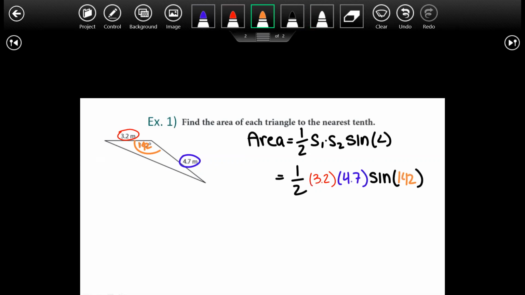You could pretty much plug this into your calculator directly if you wanted to. From here, you don't need to show me that much more than that. I'm going to show it just so you guys know. 1/2 is 0.5 in decimal form. 3.2, 4.7, and then sine of 142, which is about 0.615. And all you got to do is just multiply those all out together. Very, very simple day, right?